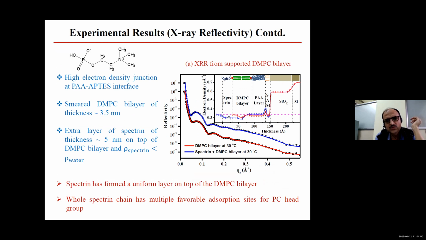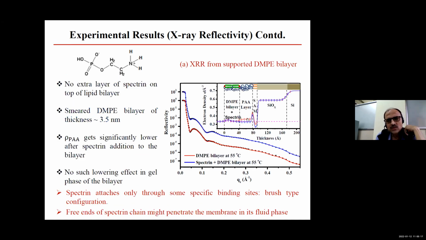Once we add spectrin, as you can see, the red curve is only the DMPC bilayer. If you add spectrin, you get an extra layer of molecules, which is the signature of the spectrin attachment at the top surface of this bilayer. So in the case of the PC molecule, we have a smooth layer of spectrin on top of this bilayer. But if you do this for the PE layer, then you don't see this kind of extra layer on top of it.